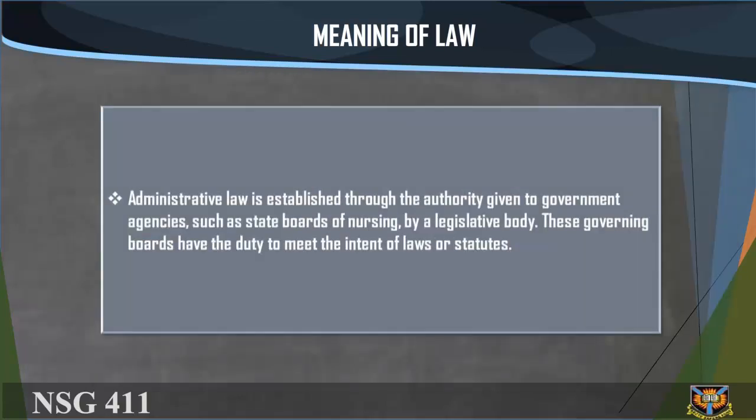C. Administrative law is established through the authority given to government agencies, such as state boards of nursing, by a legislative body. These governing boards have the duty to meet the intent of laws or statutes.